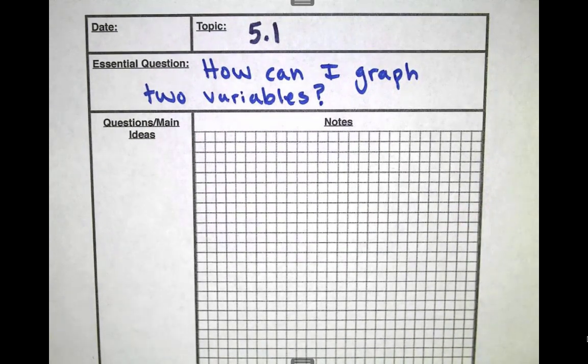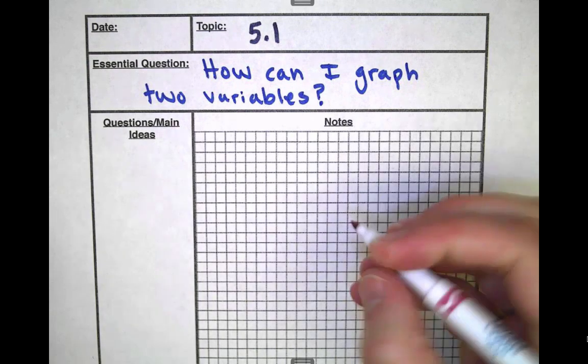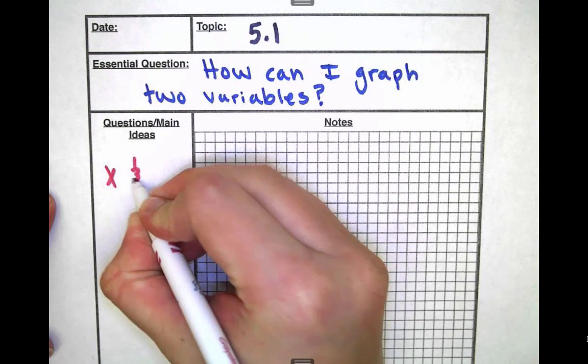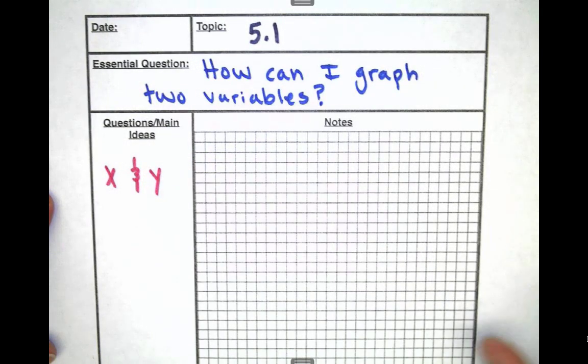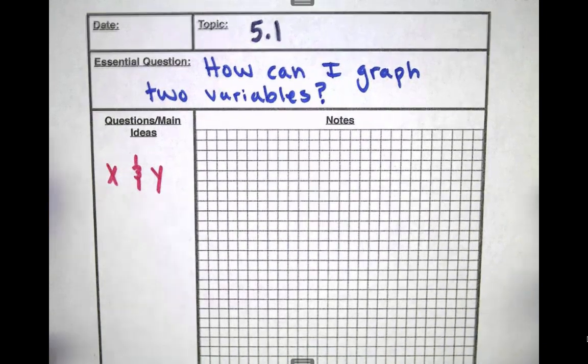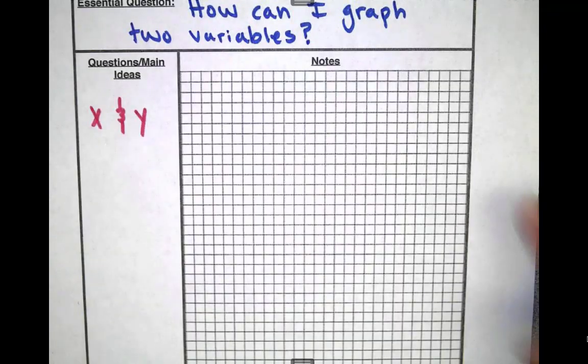Well, first off, let's talk about what we're kind of getting at here. So two variables means we have not just an x, but maybe an x and a y. That would be a two variable problem. And we can graph two variables using a system that was invented quite a while ago, actually.